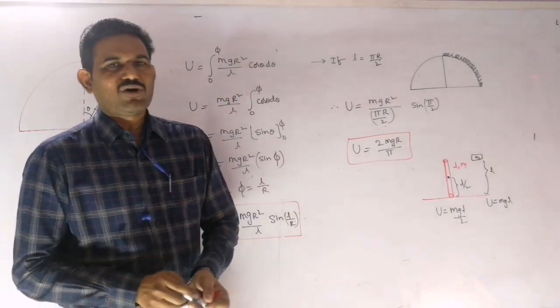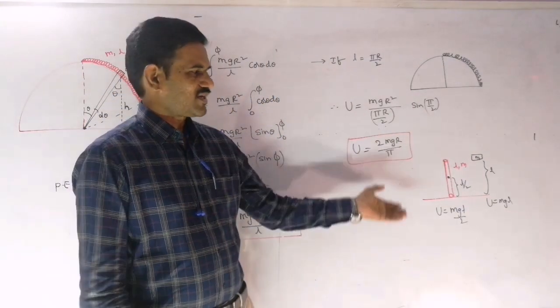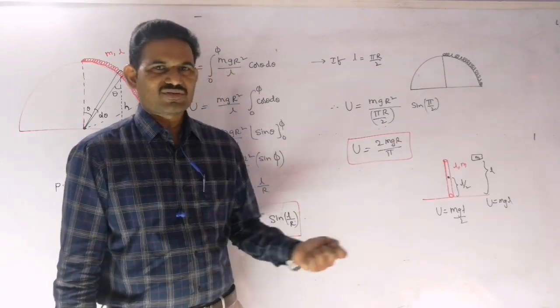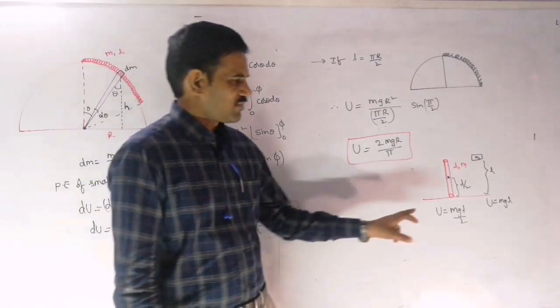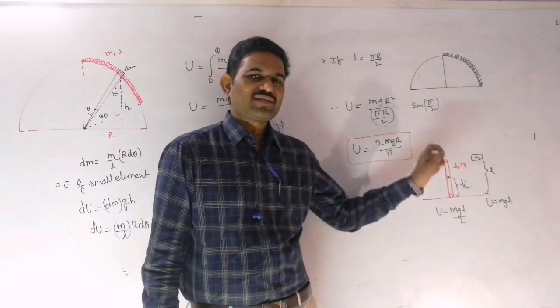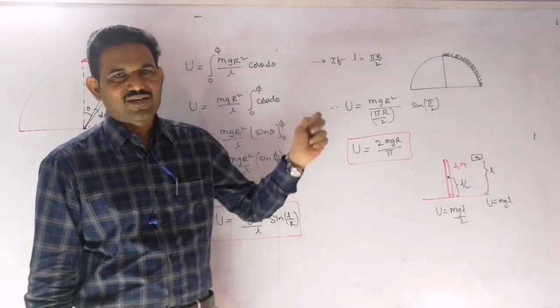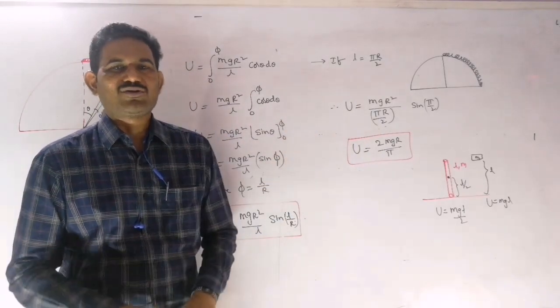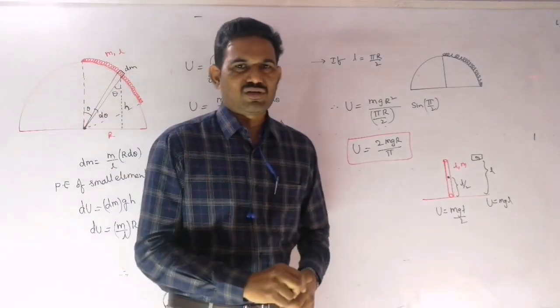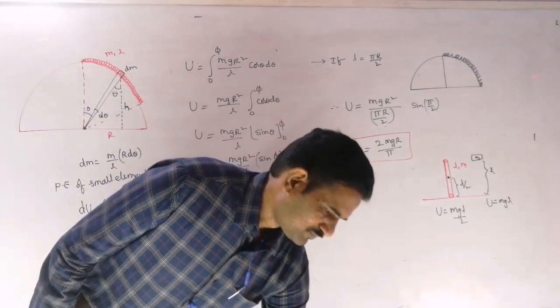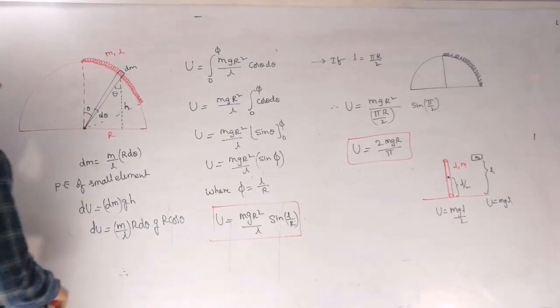Whenever extended objects are given, extended object meaning like this rod or chain, for this type of problems remember this. We need to use the center of that object. Instead of that h, we need to write the height of the center of that portion. Is it clear? That is the thing we need to remember while writing this potential energy.